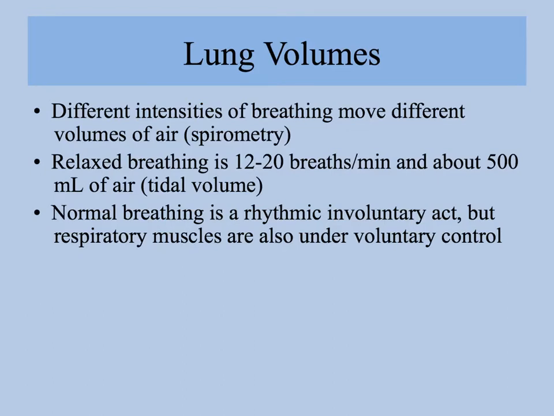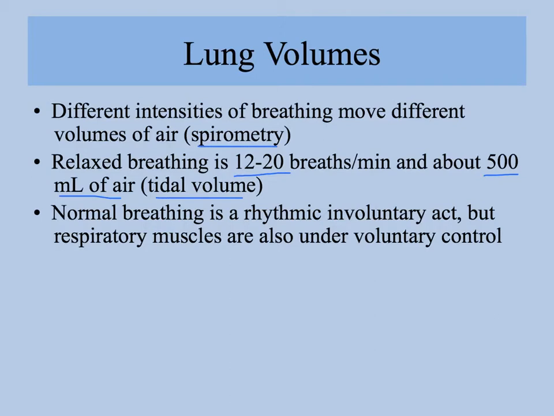Different intensities of your breathing will move different amounts of air in and out of your lungs. You already know that. And we measure that with a spirometer, and we're going to be making a homemade spirometer in lab this coming week. When you're just relaxed and breathing, you're breathing somewhere between 12 and 20 breaths per minute, and about 500 milliliters of air is moving in and out. It's the average. Smaller people obviously are moving smaller amounts of air than larger people. This is known as the tidal volume, the amount that's going in and out when you're relaxed and just breathing.